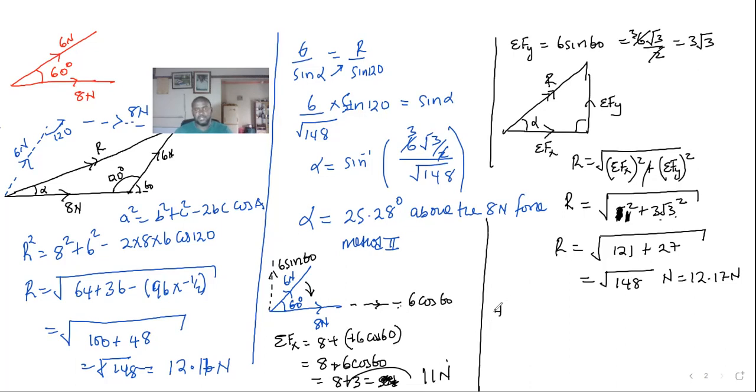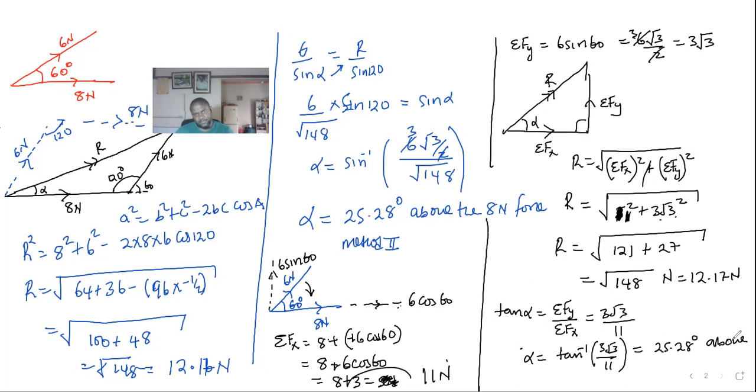Then, the direction: tan alpha is the sum of forces in Y over the sum of forces in X, which is going to be 3 root 3 divided by 11. Can you get me alpha? So this alpha was, okay, this was correct. Alpha is going to be equal to tan inverse of 3 root 3 over 11. Calculate, what answer do we get? 25.28 degrees above the 8 Newton force. So we get the same answers.